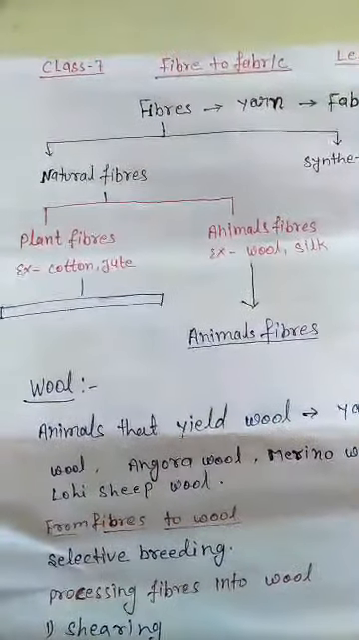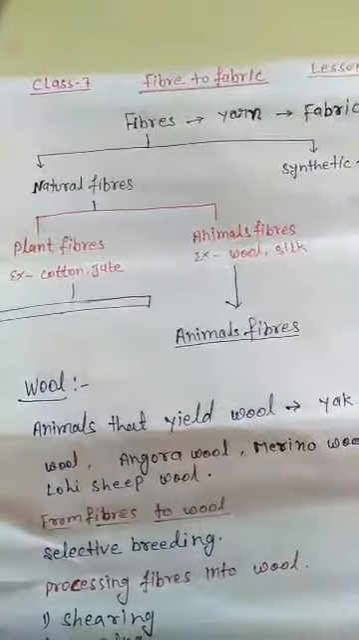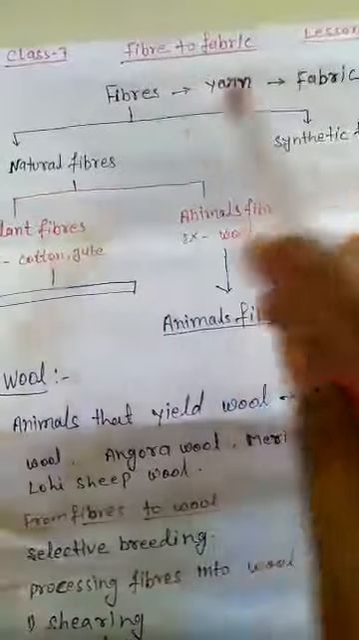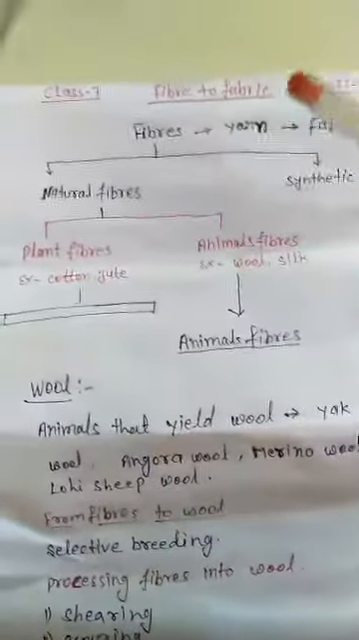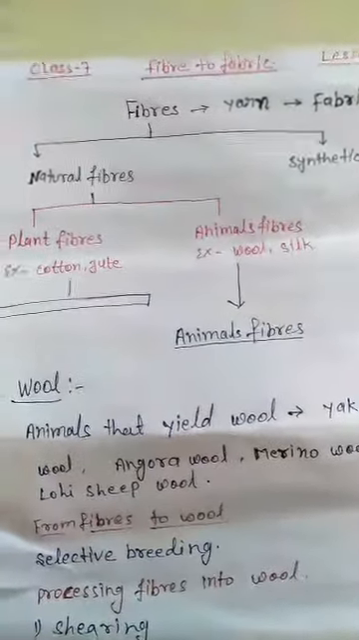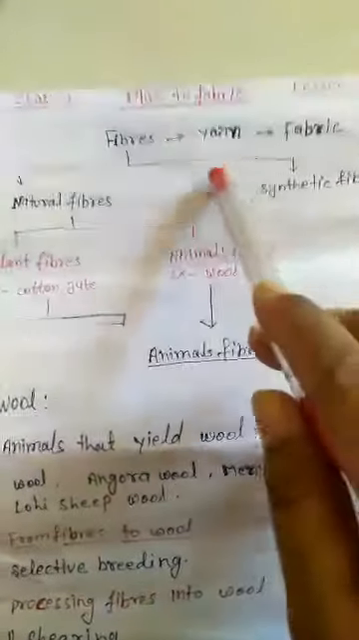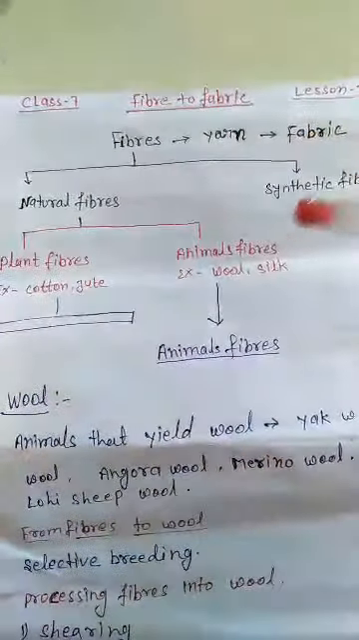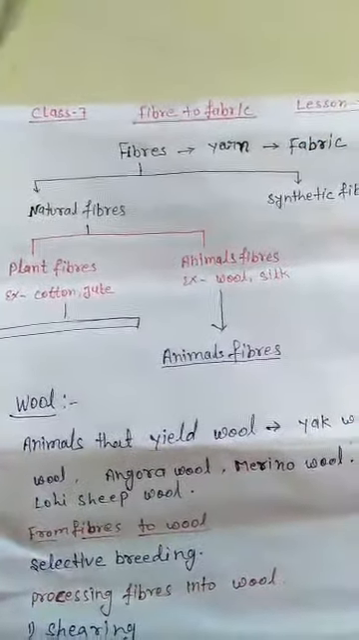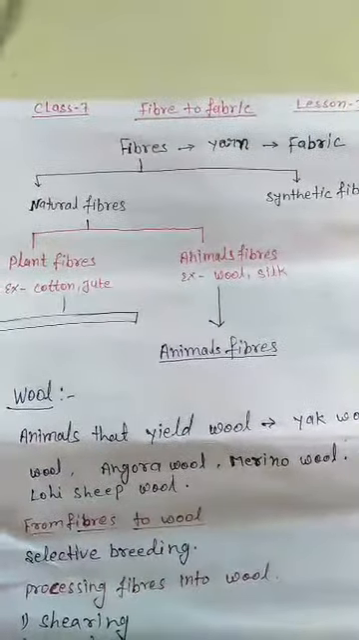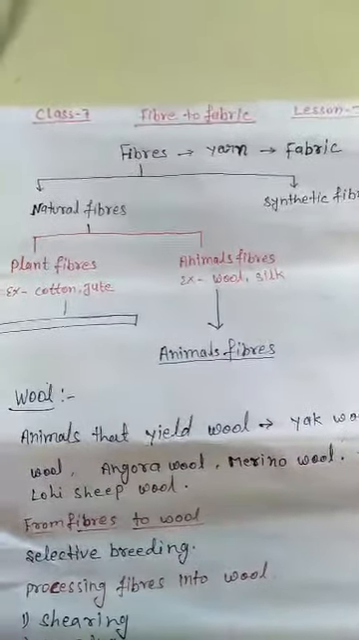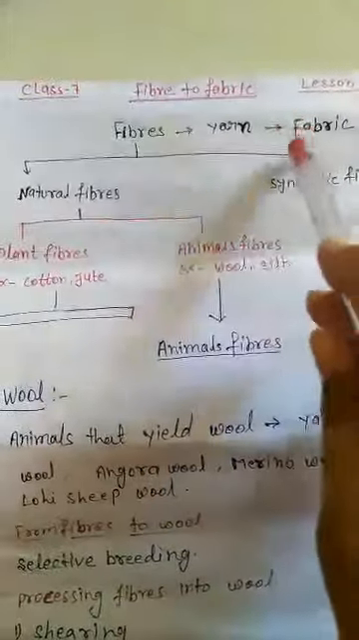Fibers are very thin strands which are used for making thread. Yarn. Yarn is the mechanically processed or twisted and spun fibers that are called yarn or thread.